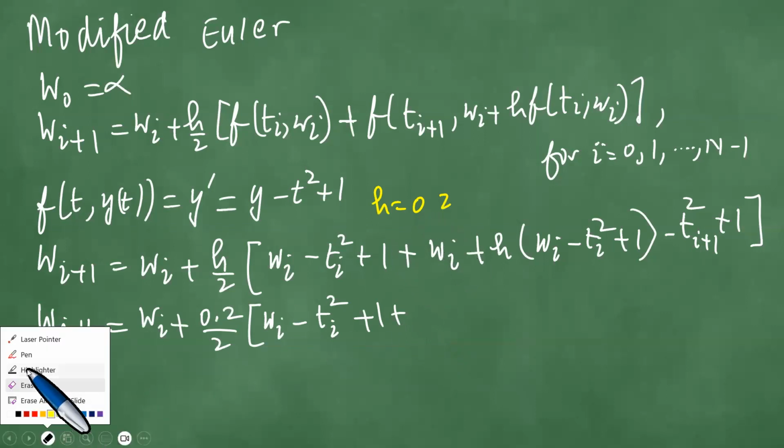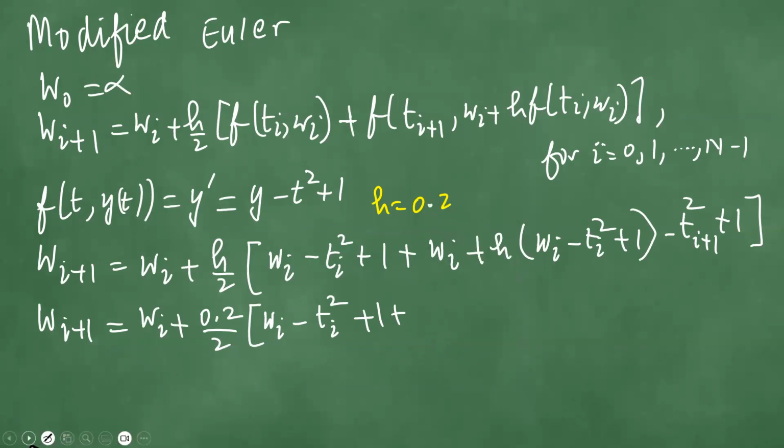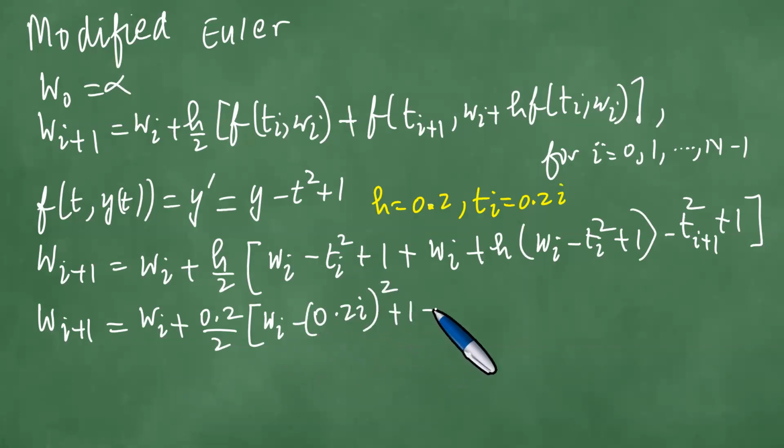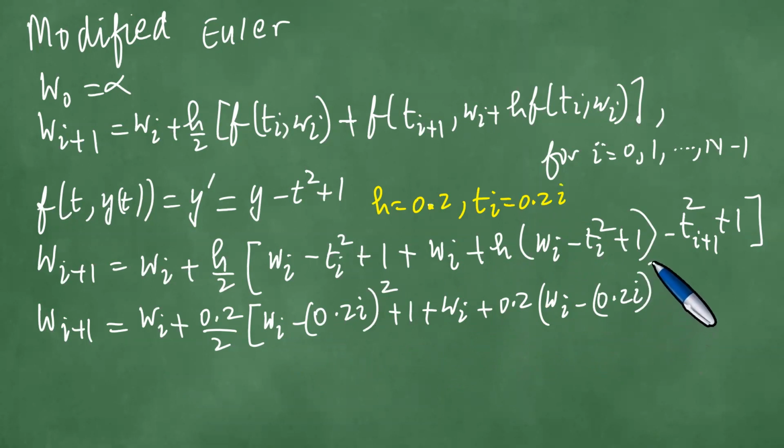Our education system in school emphasizes the use of a comma, but university is more international, and at university we use a decimal point because that is what the American and British systems use. So now, we have h is this, but ti therefore becomes 0.2 multiplied by i. I just want the things to be very common with what is in the standard prescribed textbook. So ti is going to be 0.2i, and then you square it, plus 1, plus wi, bring down the wi, and then the h is 0.2, and then we have wi minus the ti, which is 0.2i, squared, plus 1.